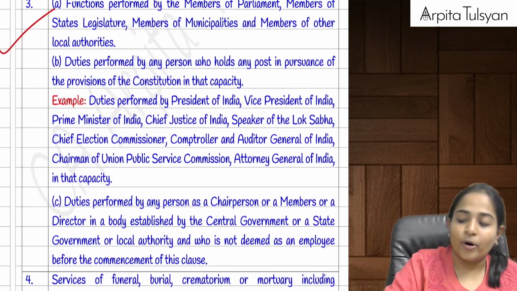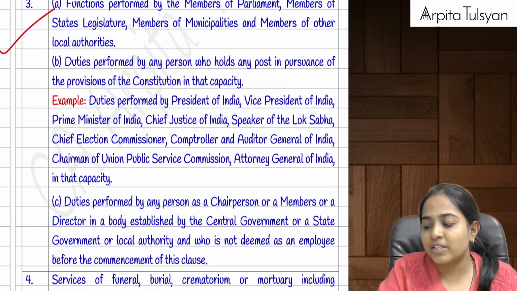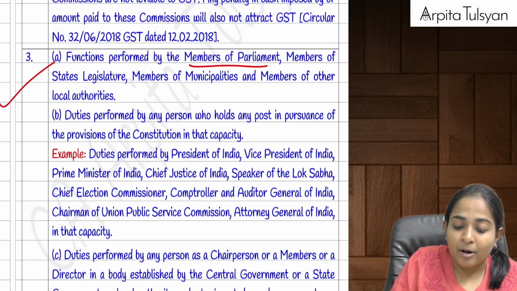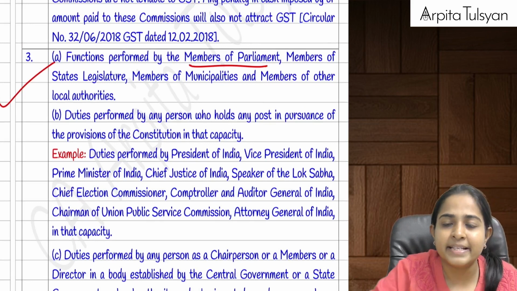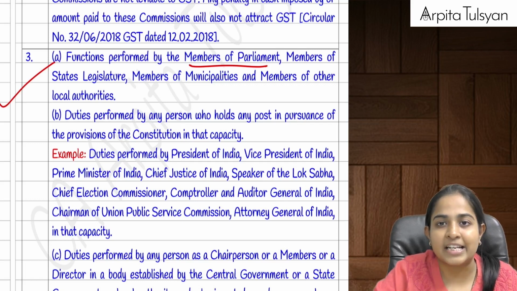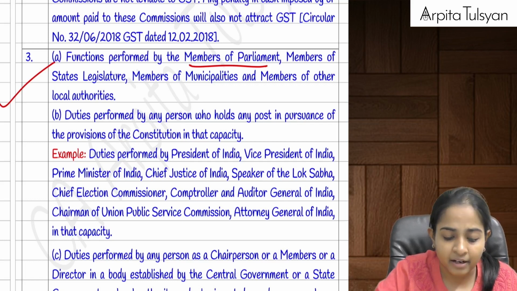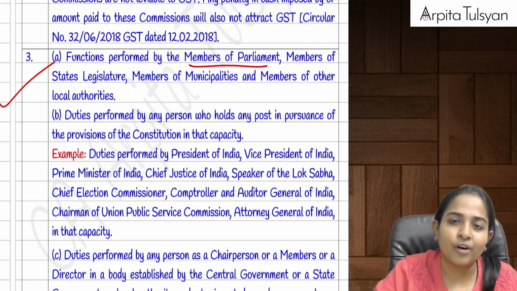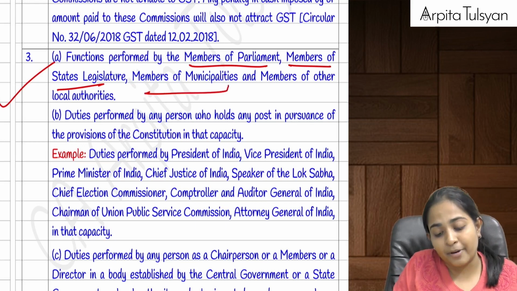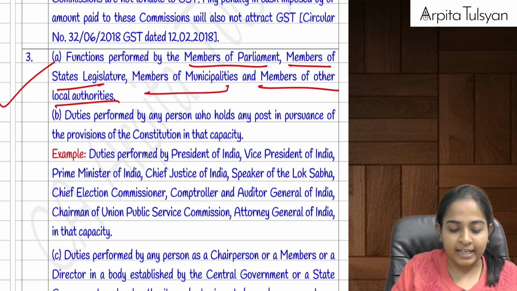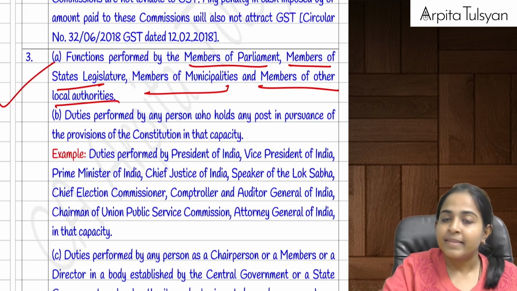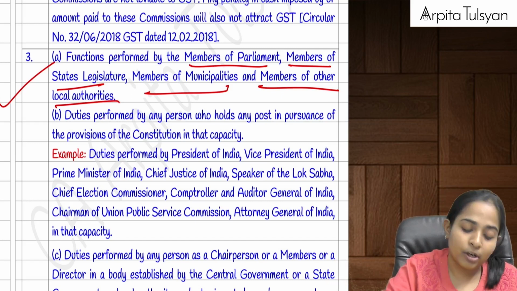Yes. Then the third point, which is non-supply, a very simple pointer here. Functions performed by member of parliament, MPs. You must have heard, na? MPs, MLAs, people who are sitting in the parliament, they attend the sessions, they attend the parliament meetings, etc. They are performing some functions for which they get paid. So any functions performed by member of parliament, member of state legislature, member of municipalities, member of other local authority, they say that they are doing work for the public. So any functions performed by them are considered a non-supply, therefore there will be no GST on it.